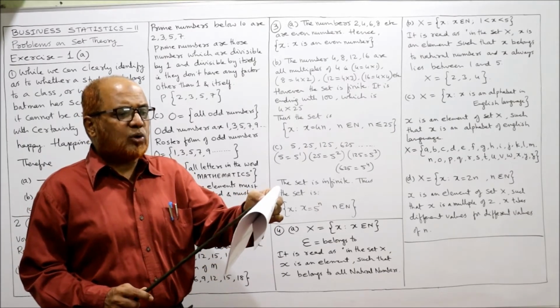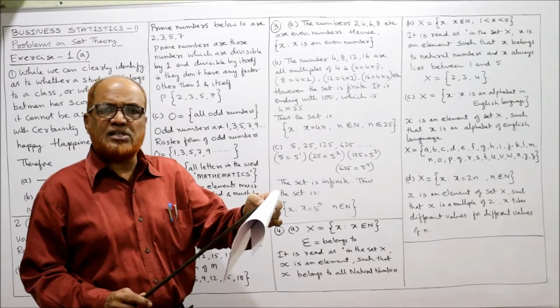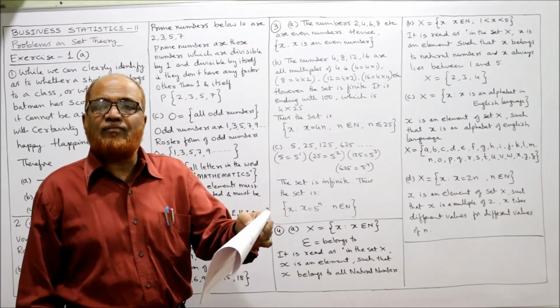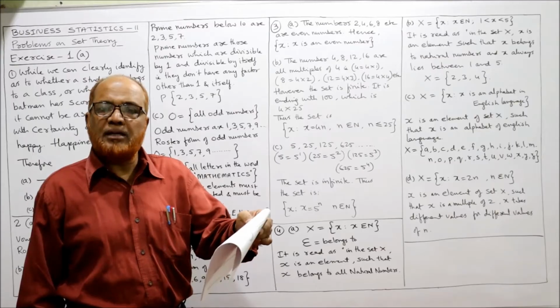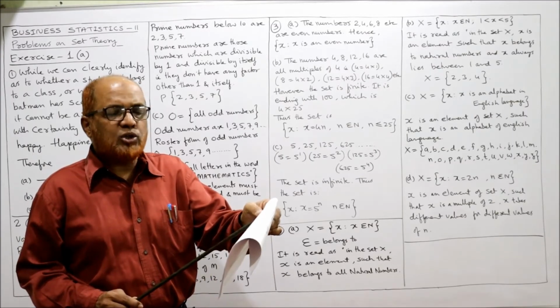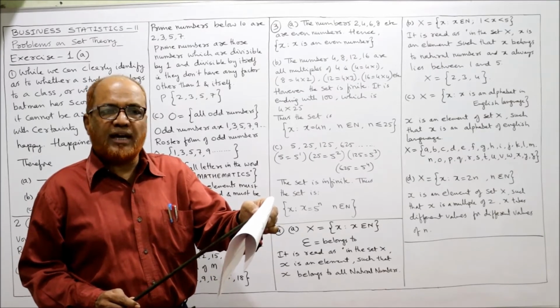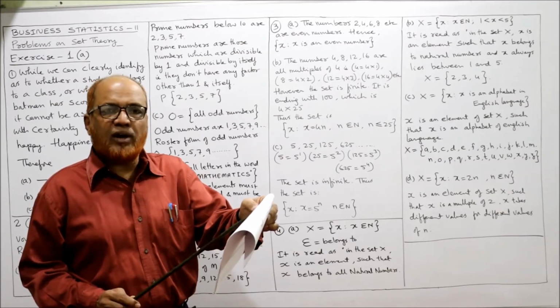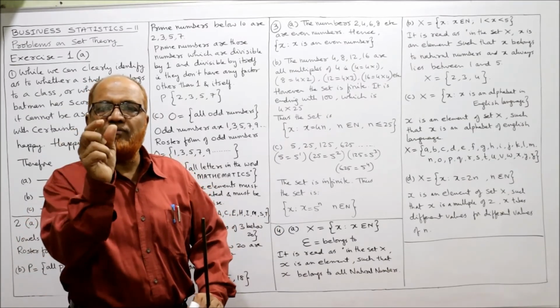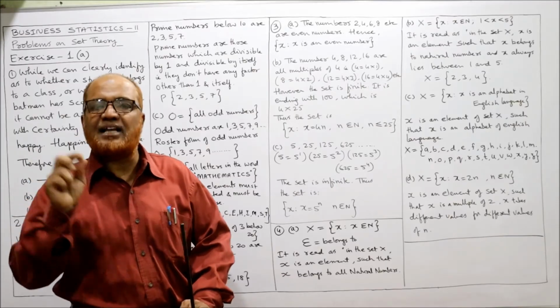4 1s are 4, 4 2s are 8, 4 3s are 12, 4 4s are 16. All are multiples of 4. So we can write 4 into 1, 4; 4 into 2, 8; 4 into 3, 12; 4 into 4, 16. Every time we are multiplying 4 with n, a natural number.